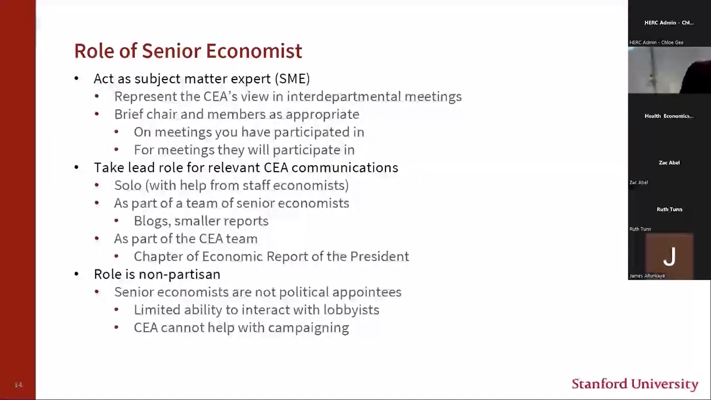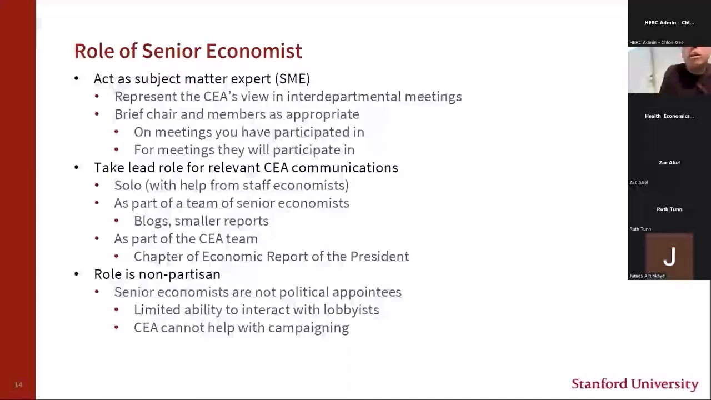As the senior economist, I was taking a lead role for relevant communications. Sometimes I'm working by myself with help from the staff economists. Sometimes I work as part of a team of senior economists, and sometimes, particularly for the economic board of the president, I have to work as part of the entire CEA. But one of the interesting things about the Council of Economic Advisors is that the role is nonpartisan. The senior economists were not political appointees.